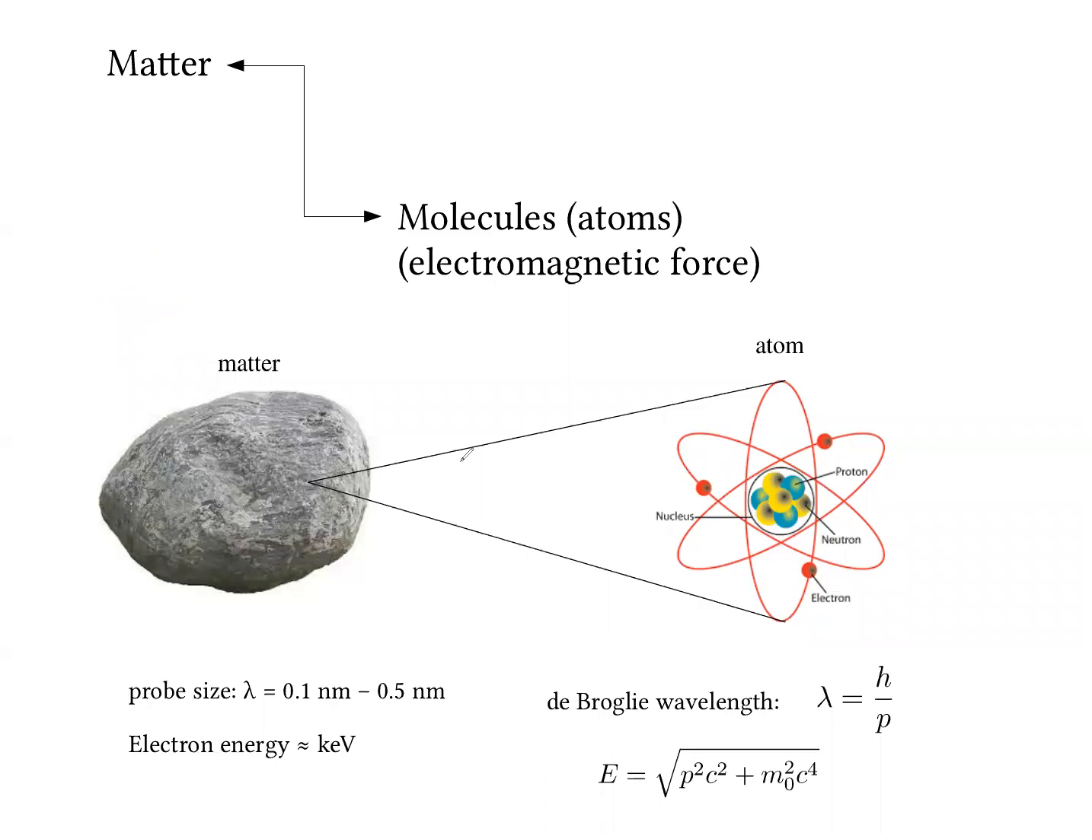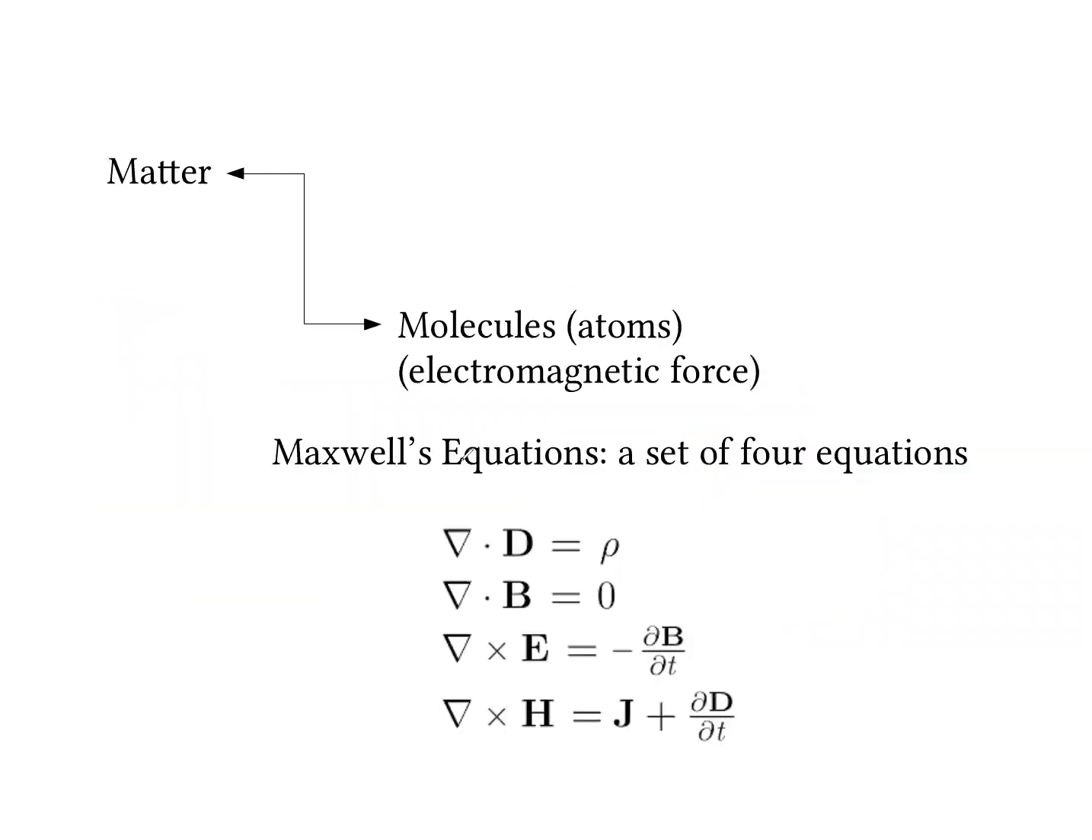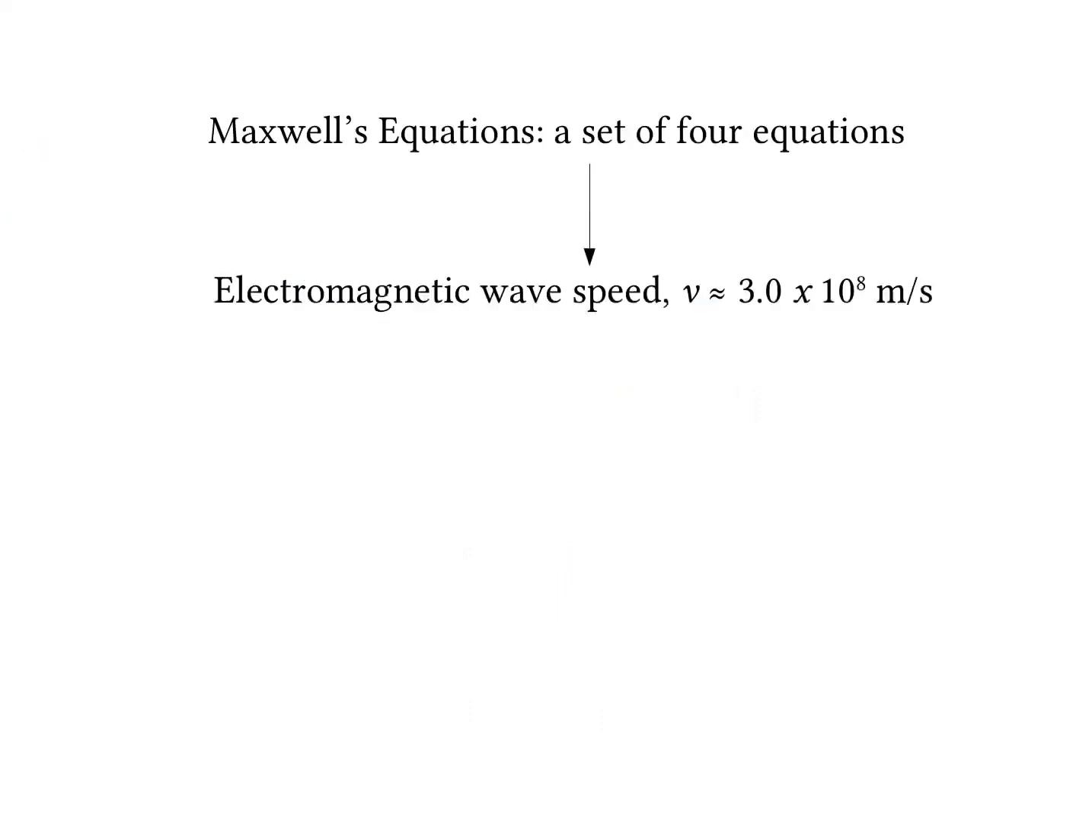So now let's go further, deeper. We saw that matter is made up of molecules bound by the electromagnetic force, and electromagnetism can be described by a set of four Maxwell equations. These four Maxwell equations can explain all these phenomena in electromagnetism. So this is very successful.